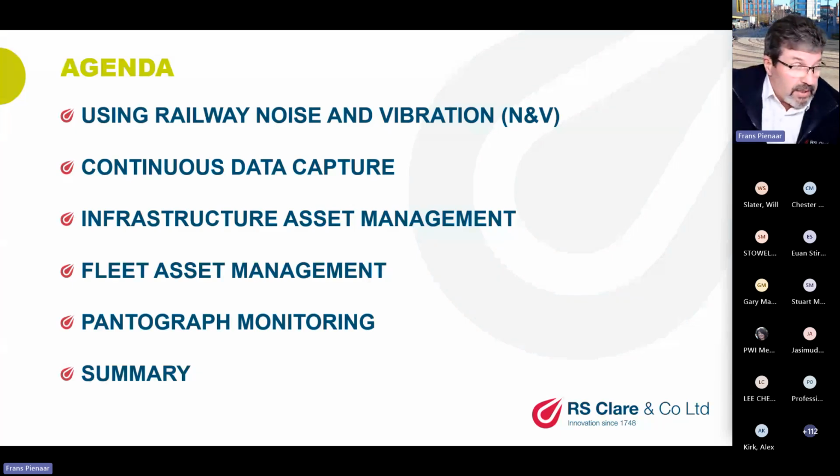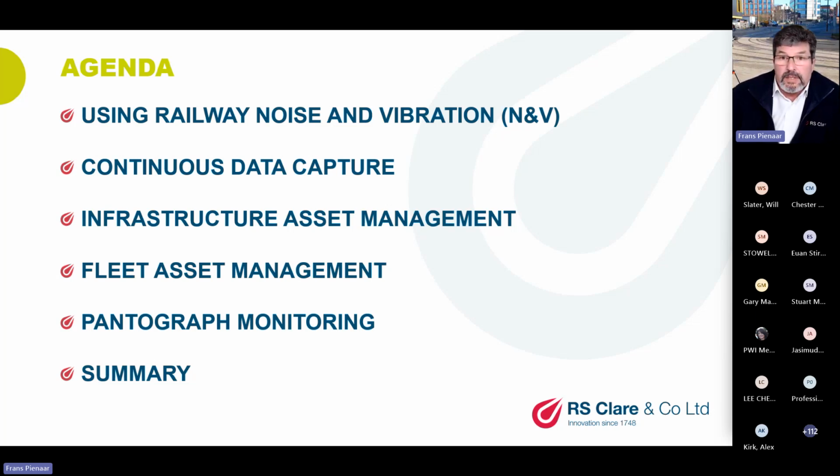So the agenda for the day, and it should be about 45 minutes, and then there's time for some questions as well. The first is using rail for noise and vibration, in the railways. How can we use it, and what do we look for? Then there's also continuous data capture. What do we do, and how do we do that? And then the next one is infrastructure. We're looking specifically at infrastructure asset management, and then fleet asset management, and then the pantograph monitoring as well, and then just a summary at the end of what we discussed.